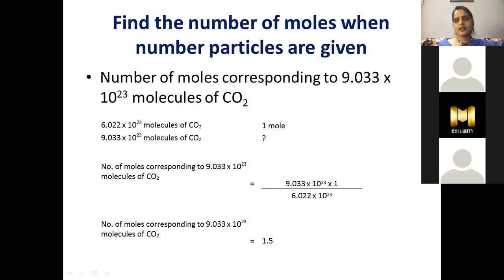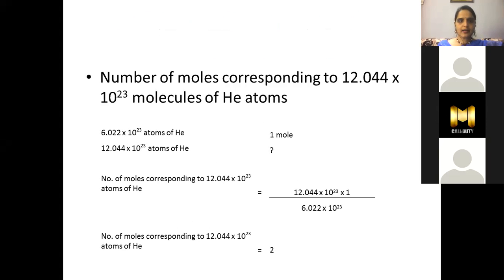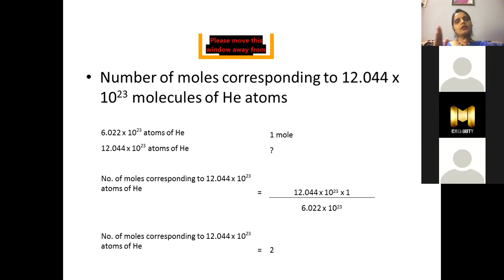Now again, we'll see another kind of problem, similar kind of problem, but a different scenario. We are supposed to find the number of moles corresponding to 12.044 into 10 raised to 23 molecules of He atoms. He is helium. So same logic. We have been given the number of particles, so we must remember that relationship: 1 mole corresponds to 6.022 into 10 raised to 23 particles, or vice versa, 6.022 into 10 raised to 23 particles make 1 mole.